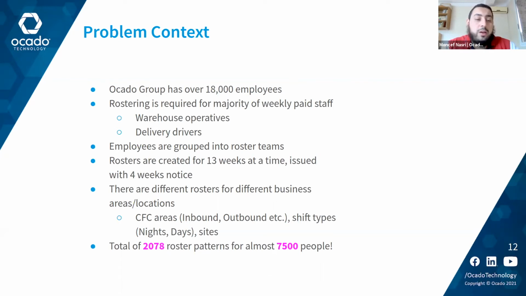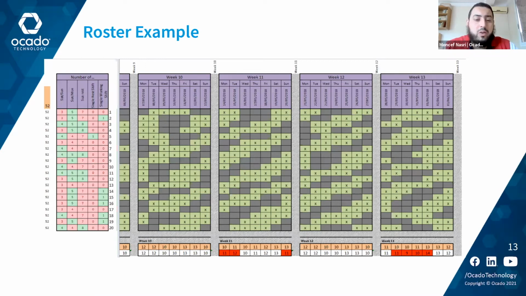So a total of over 2,000 roster patterns are done for almost 7,500 people. This is just a small dummy example of a roster. You can see that it's quite complicated even to understand. Imagine that we do this for over 7,500 people. Obviously, it would be extremely difficult to do it by hand, and that's when OR will take place. That's where we build the technology that will allow us to optimize the rosters for our colleagues.